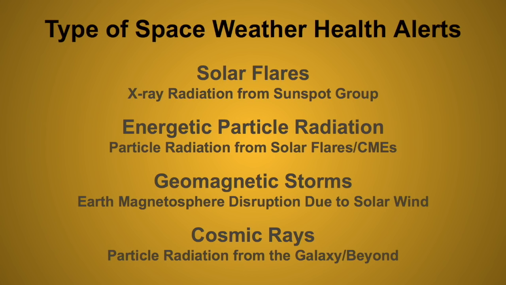But let's start with the type of space weather health alerts that we do have. There are, of course, the solar flare health alerts. That's when we get the X-ray radiation from a sunspot group. We'll be talking about those. We have the energetic particle radiation storms, often called solar radiation storms, and Joan talked a good bit about that. They come from the solar flares and the CMEs. The geomagnetic health alerts as well, and that goes hand in hand with the cosmic rays, and those are both based on the KP index.